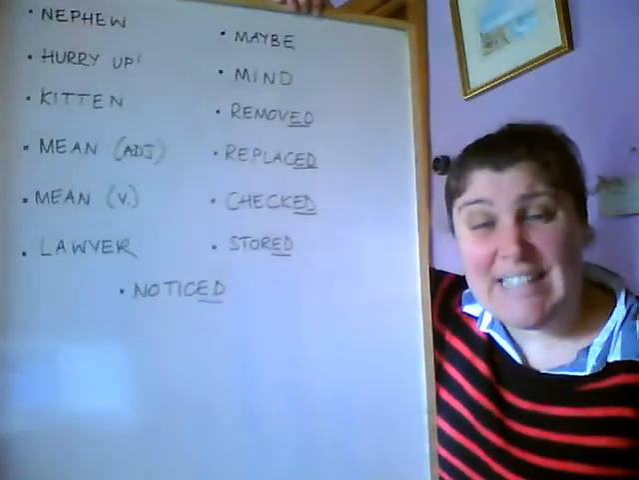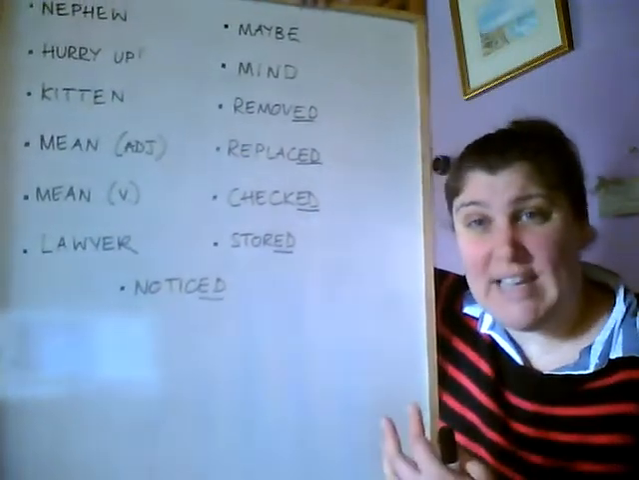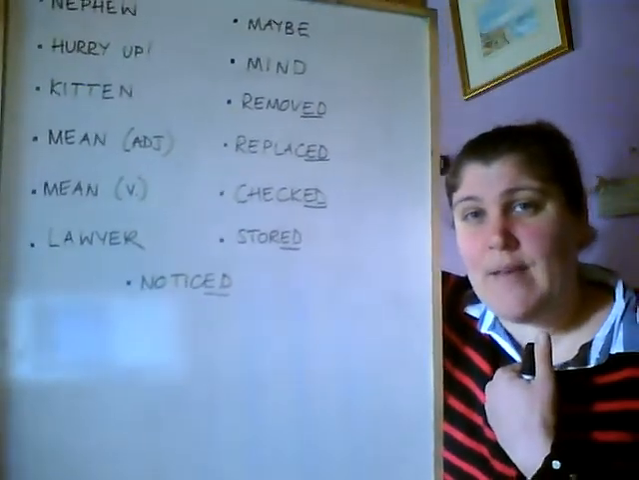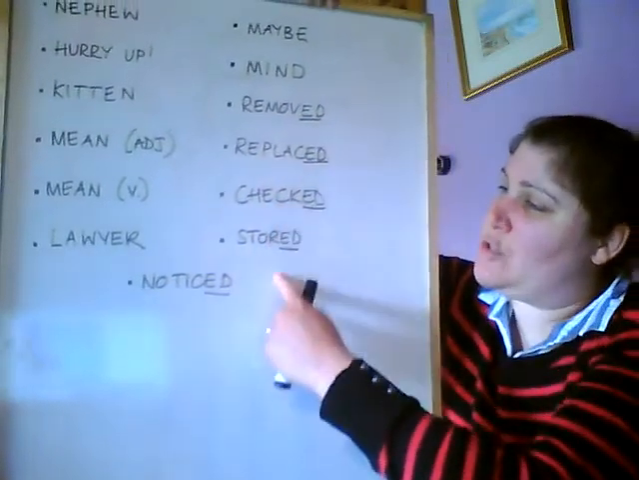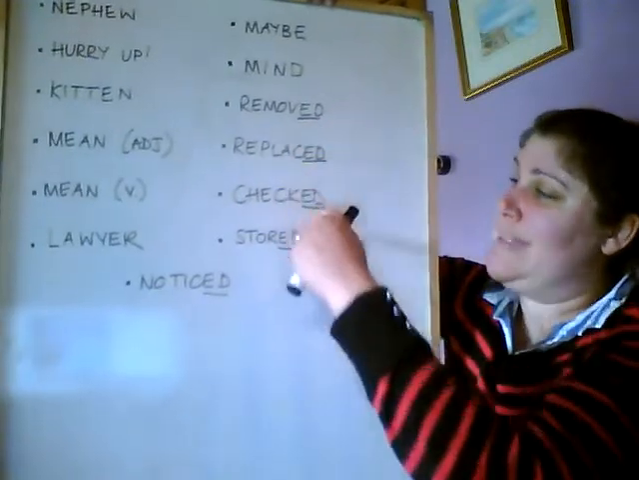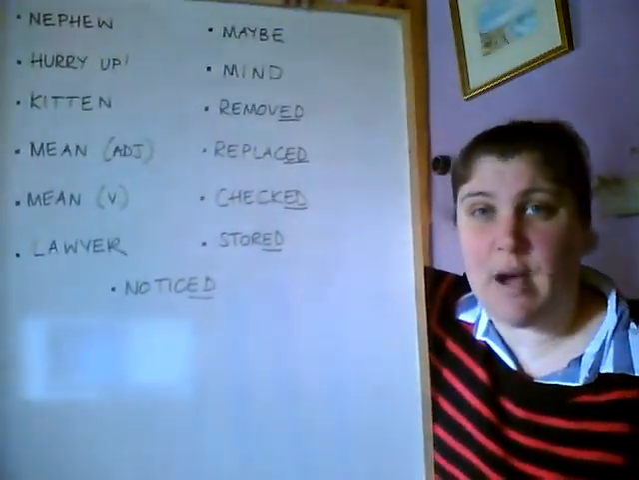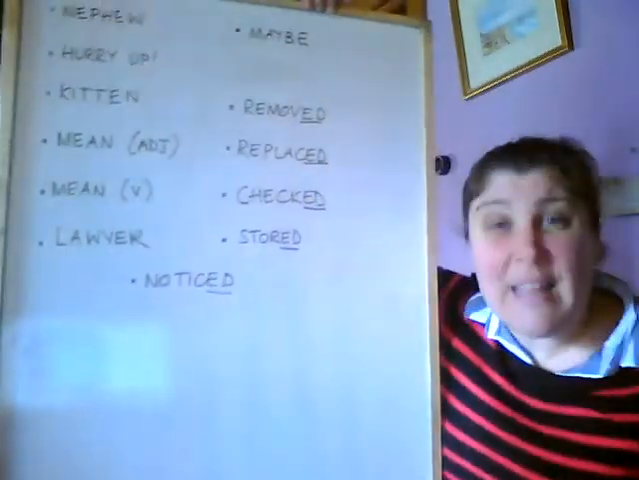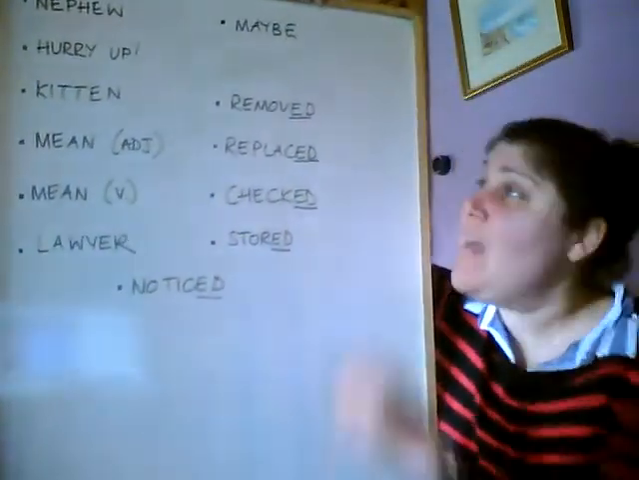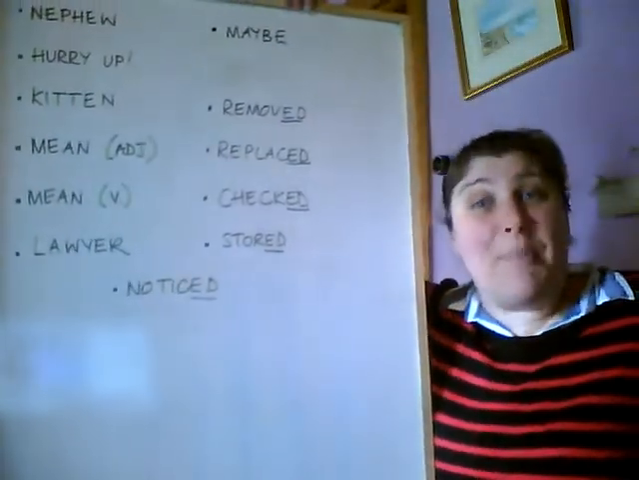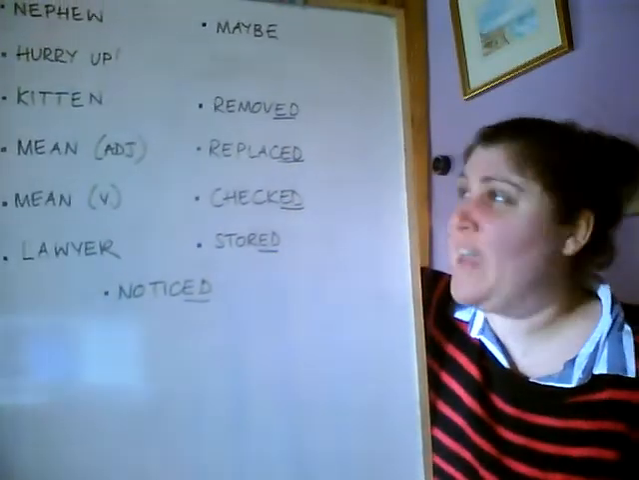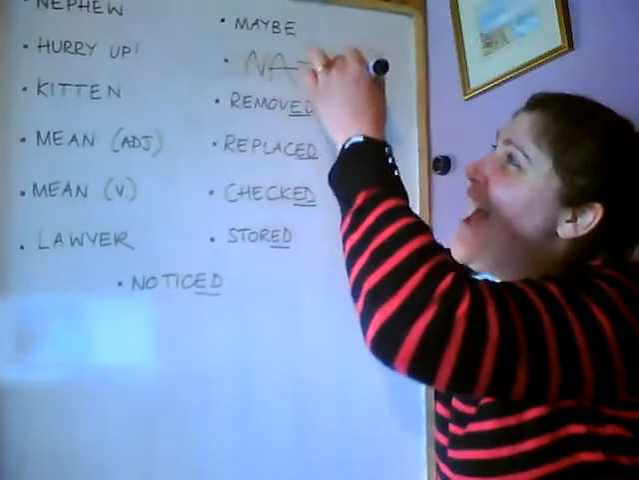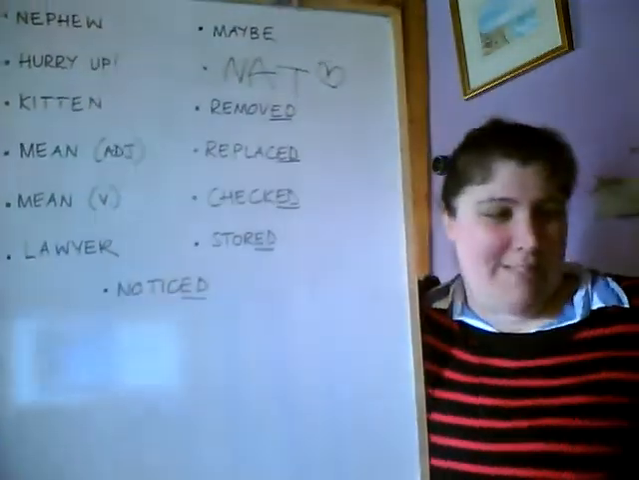The next one is mind. Mind is the part of your body which thinks and feels and remembers. Okay? Now, look at these. Removed, replaced, checked, stored and noticed. In the story, they're all in the past, because usually we write stories in the past. So the first one, remove, means to take away. Take away mind, remove mind. The next one is replace. Replace means to substitute something. So I remove mind and replace it with that. Okay, with my left hand, not very good.